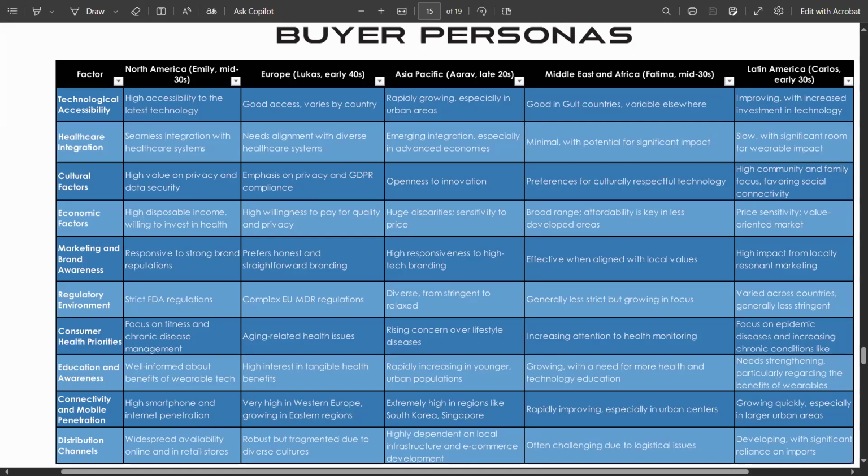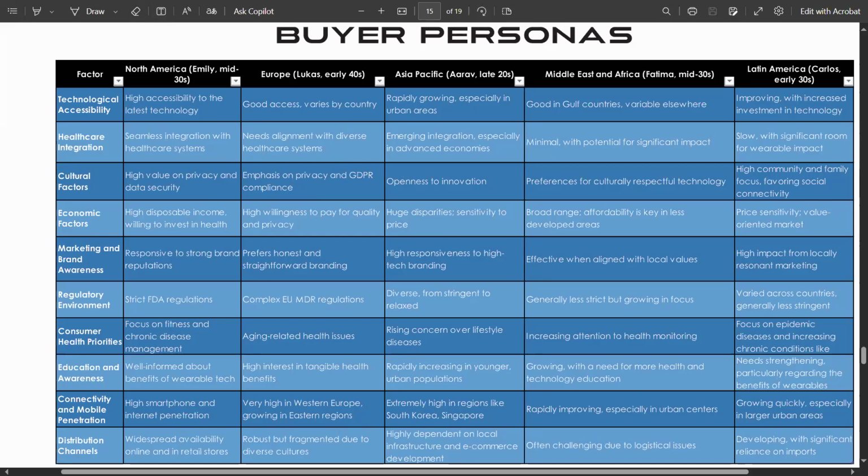In Asia Pacific, the most important thing to highlight is sensitivity to price. They are more price sensitive. They are innovation enthusiasts. They can replace their old product easily, and they are also health aware.